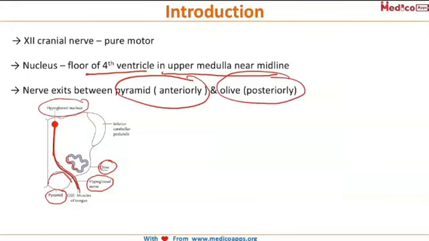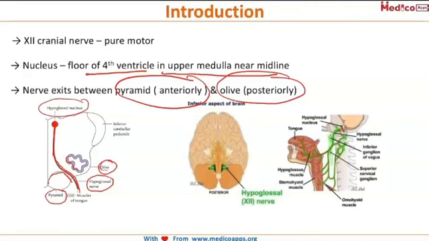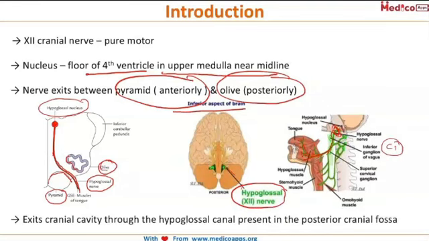Let's see another diagram here. Here is an inferior aspect of the brain. This is where the hypoglossal nerve exits. It exits the cranial cavity through the hypoglossal canal that is present in the posterior cranial fossa. After it exits from there, it passes downwards and ends up supplying the muscles of the tongue.